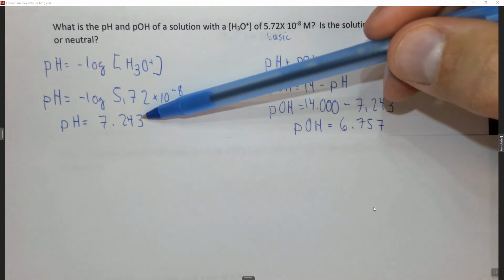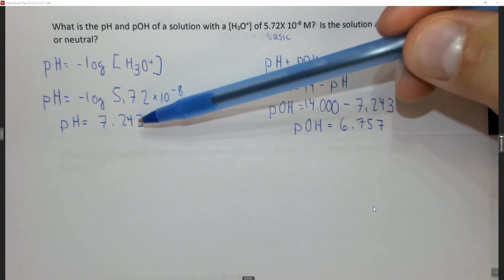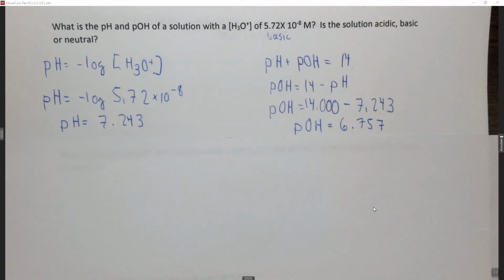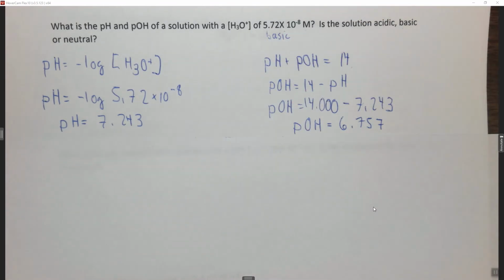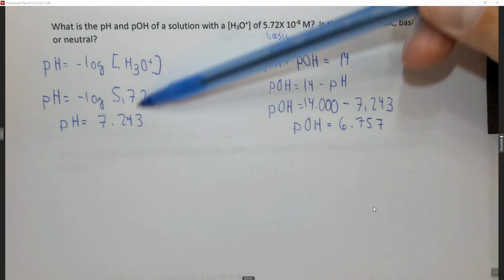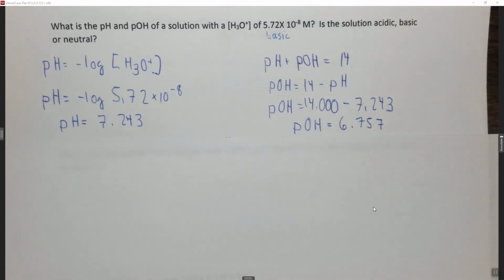Note that a pH above 7, 7.243, also says that this is basic, or a pOH less than 7 also says this is basic. So these things are all related to each other, all right? We're just taking the logarithm of these numbers to simply make them more convenient numbers, all right? So that's basically what we're doing here.